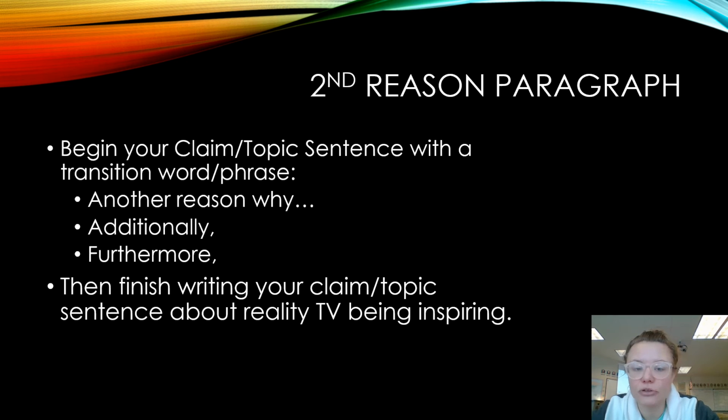Make sure you begin your claim or topic sentence with a transition word or phrase, such as another reason why reality TV is blah, blah, blah. Additionally, reality TV is positive because blah, blah, blah. Furthermore, reality TV is positive because blah, blah, blah. Then you'll finish writing your claim topic sentence about reality TV being inspiring. So phrase it however feels natural to you.